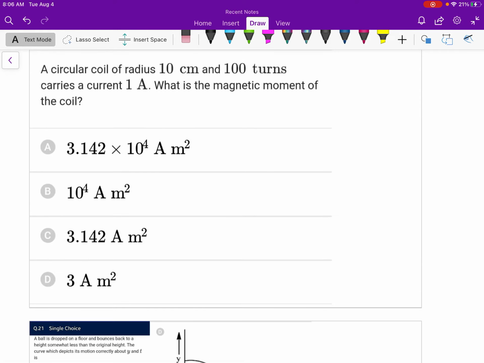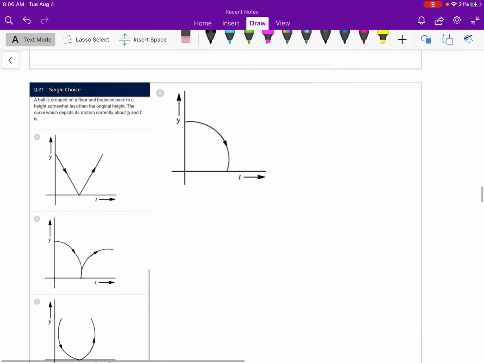A circular coil of radius r, this. What is the magnetic moment? So we know magnetic moment M is number of turns into current into area, which is pi r square. So number of turns is 10 to the power 2, current is 1, pi r square is pi times 10 to the power minus 2. So this is 3.142 ampere meter square. So C is the correct option.